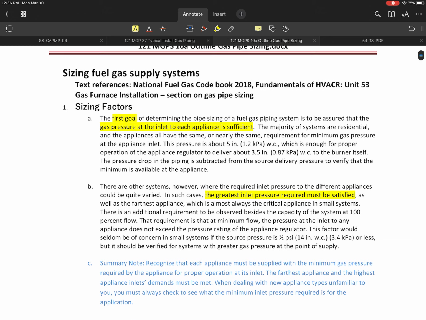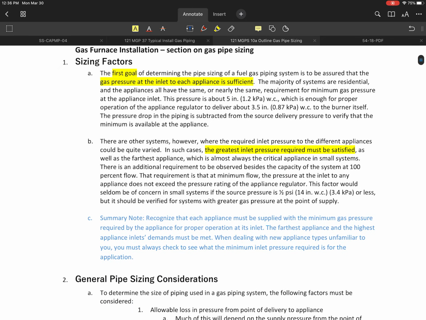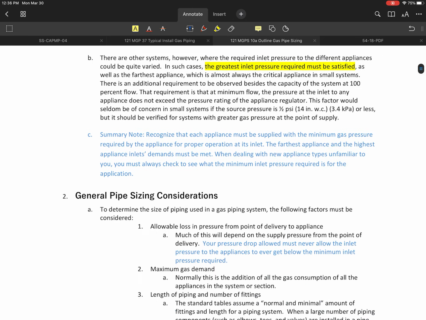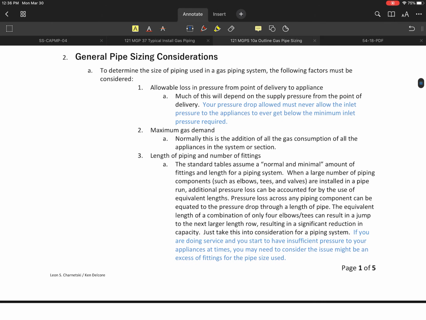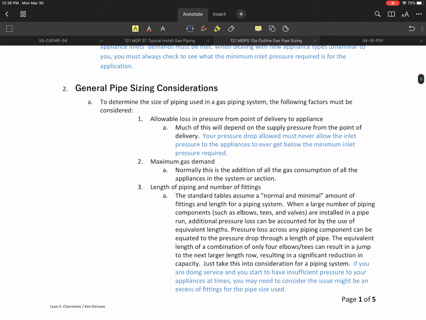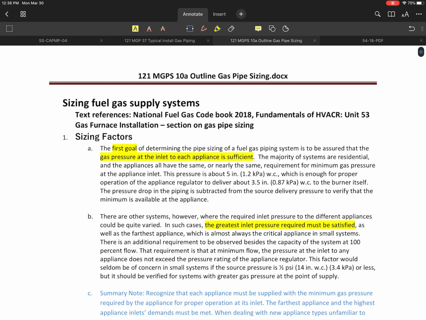I'll talk a little bit about the factors for starters, and then we'll move on into the general sizing considerations as well. So kind of chunk it up a little bit. You can do it in bits and pieces.